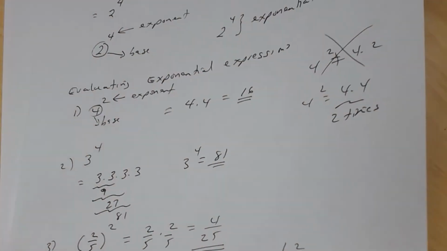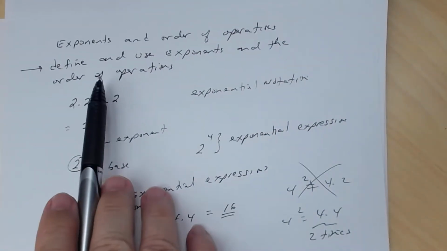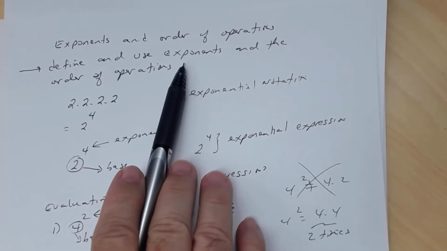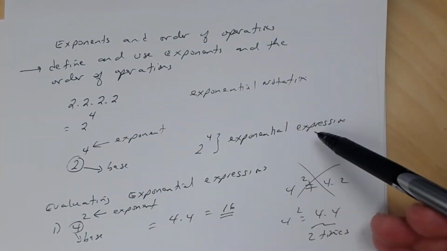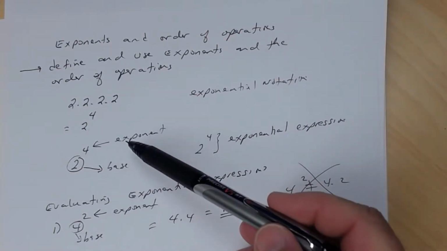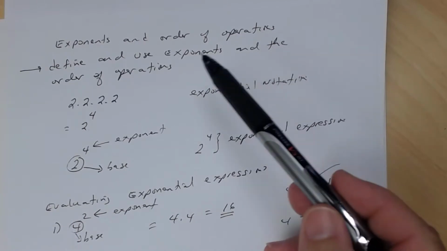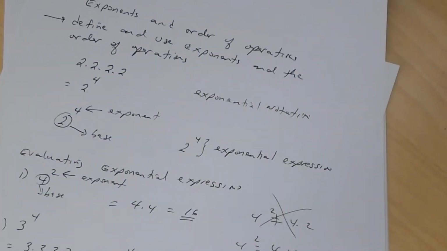Now, so that's going to take care of the first part. So we looked at what is exponential notation, what is an exponential expression. We talked about the idea of base. We talked about the idea of exponent. Okay, now let's talk about the idea of order of operations.